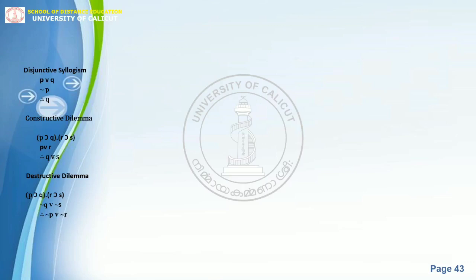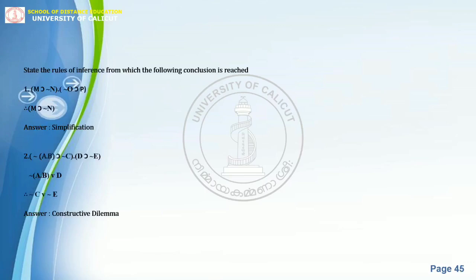The next, constructive dilemma: P implies Q, conjunction R implies S, P or R, therefore Q or S. And the next one is destructive dilemma: P implies Q, conjunction R implies S, negation Q or negation S, therefore negation P or negation R. Simplification: P conjunction Q, therefore P. Conjunction: P, Q, therefore P dot Q. Addition: P, therefore P or Q.